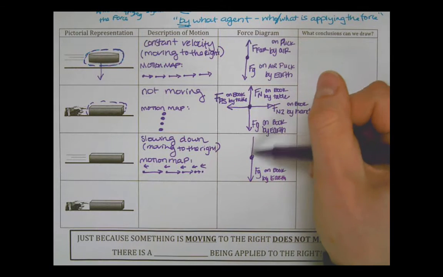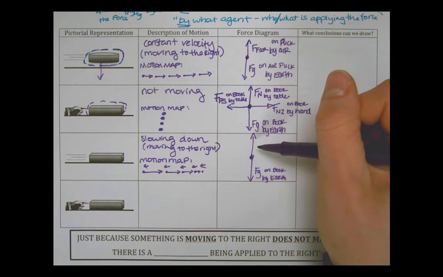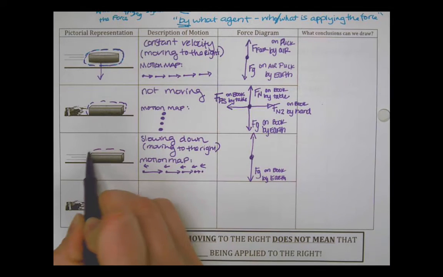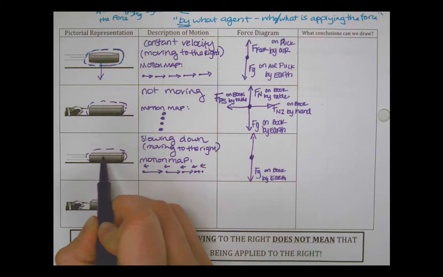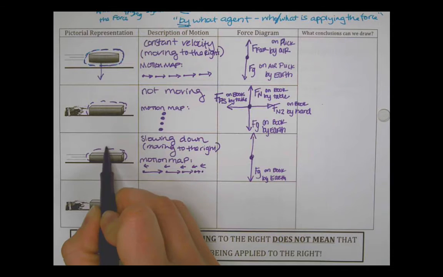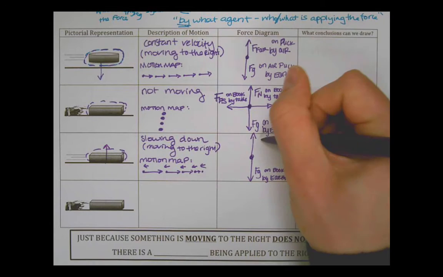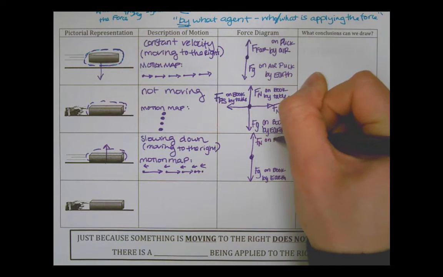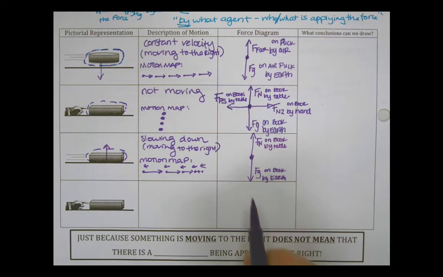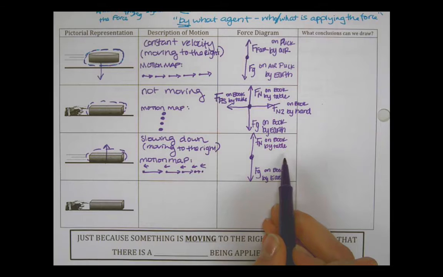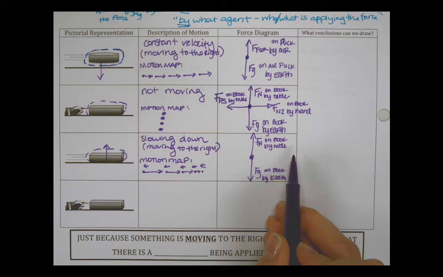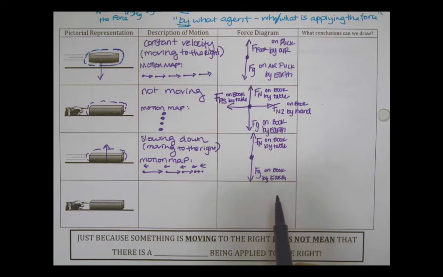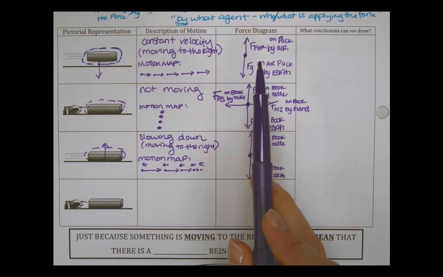The next one, we have it sitting on a table. Oops, I forgot to circle my system. So definitely earth, it's on the earth. It's on this table that's pushing up on it. So FN on book by table. And then we don't see anything pushing it to the right. It's just moving to the right. But there must be a force that is causing it to change its motion, or else we would see what we saw in the first example.